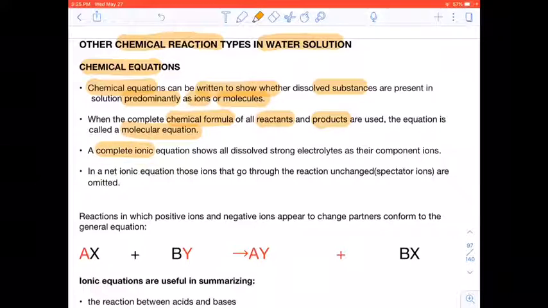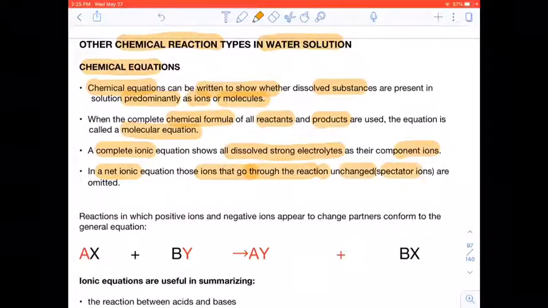And a complete ionic equation shows all dissolved strong electrolytes and their component ions. And then the net ionic equation shows those ions that go through a reaction unchanged, and they are referred to as spectator ions.